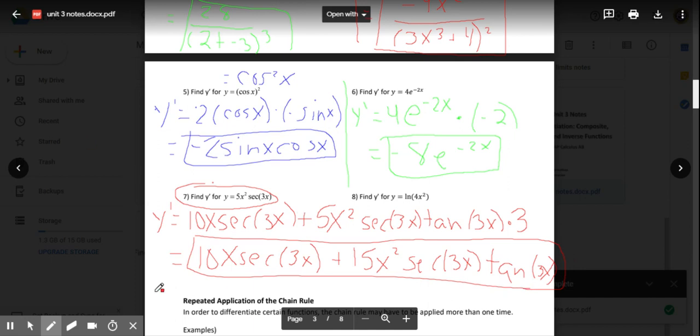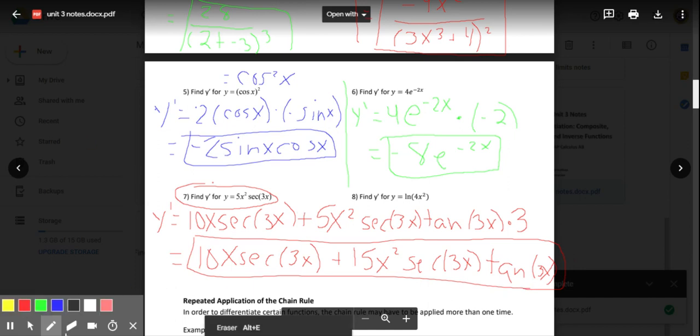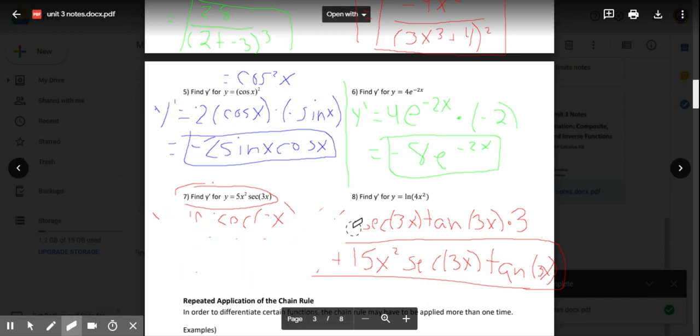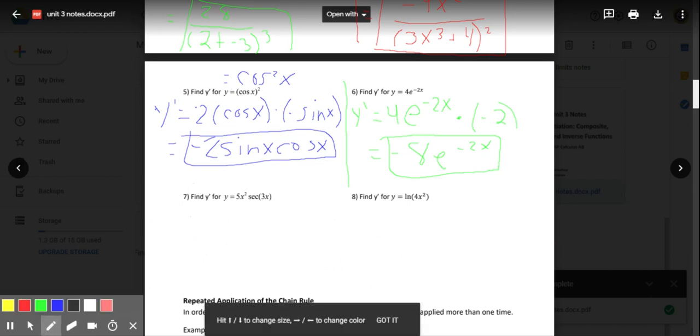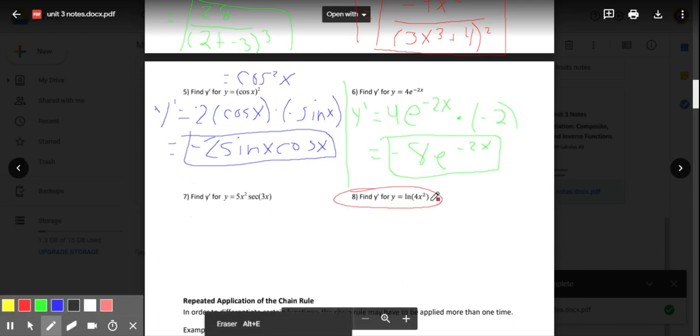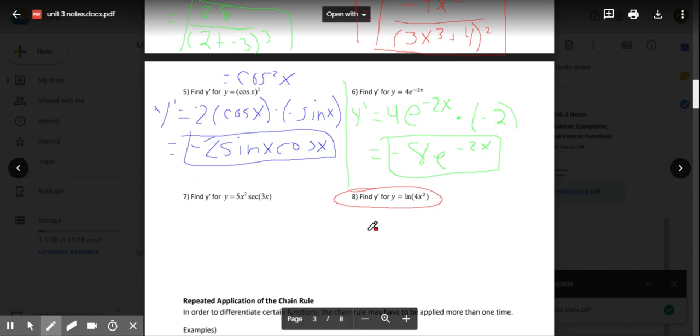All right, so now I'm going to have to erase this to do number 8. So number 8 has to do with a natural log. Now again, in the last unit, we did learn the rule for natural log. The derivative of that is 1 over x. But for number 8, there's more than just an x on the inside here. We've got a function inside the natural log function. So when we take the derivative, we need to use the chain rule.